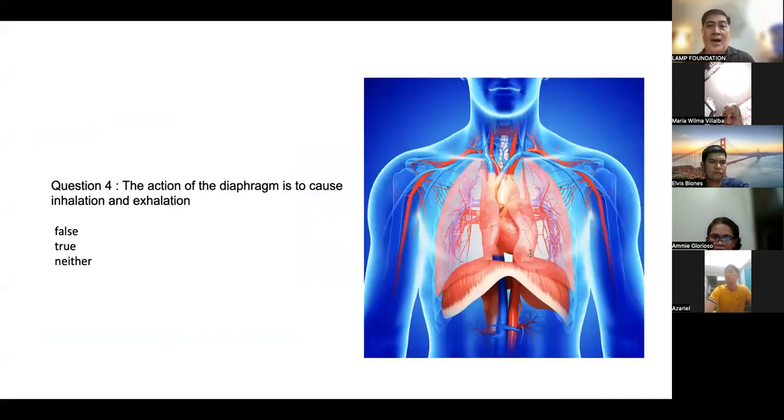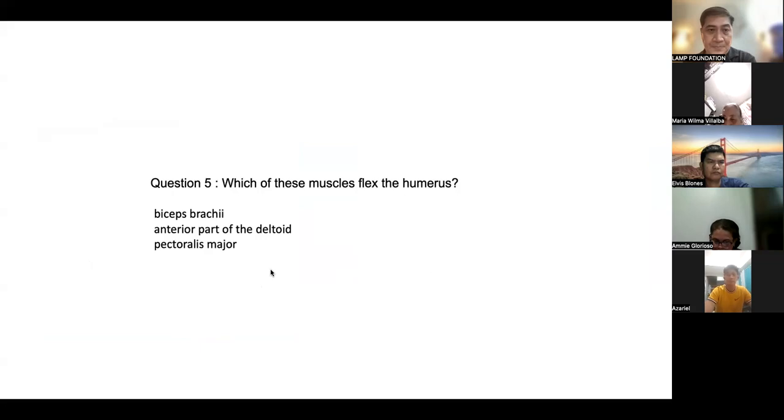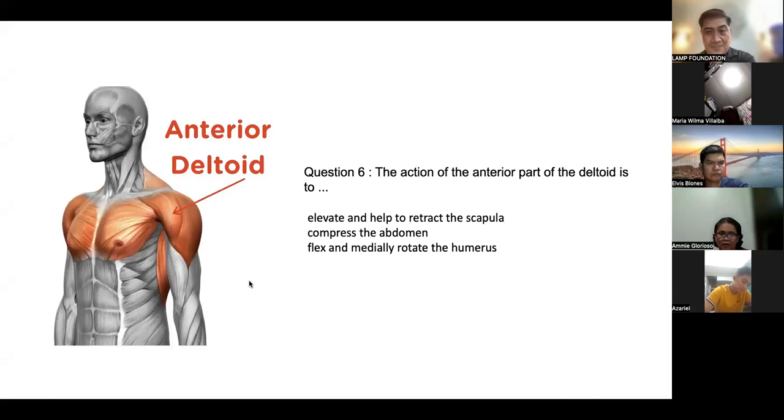to this point. Action of the diaphragm is to cause inhalation and exhalation. True or false? True. Which of these muscles flex the humerus? Ano nagpe-flex sa humerus? Pectoralis major. No. Anterior part of the deltoid. Okay. Action of the anterior part of the deltoid is? Flex. Oh, yun na. And then it rotate the humerus.